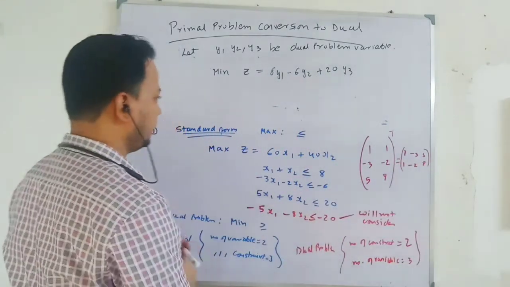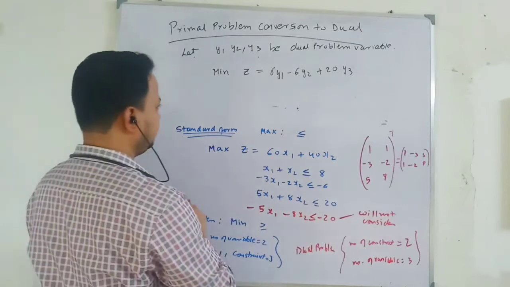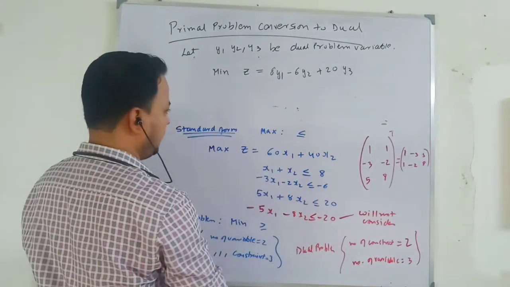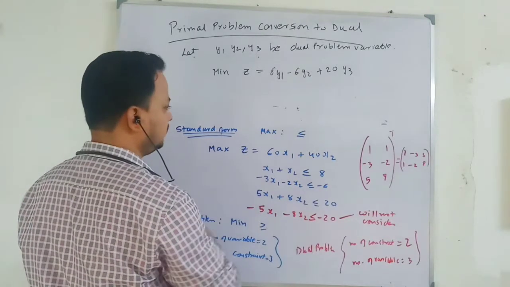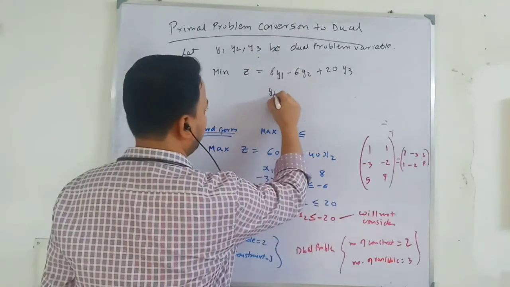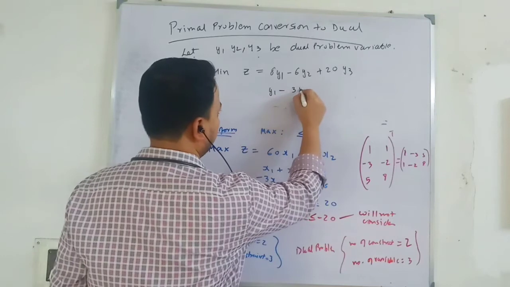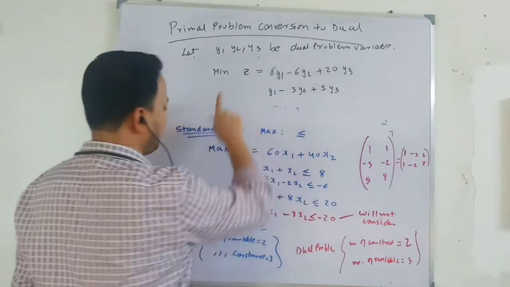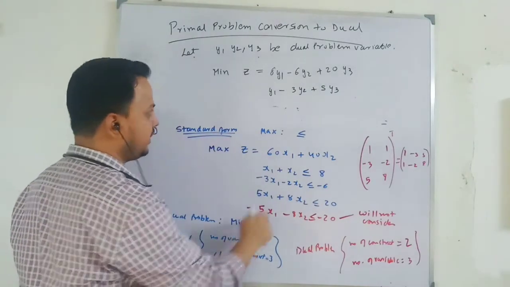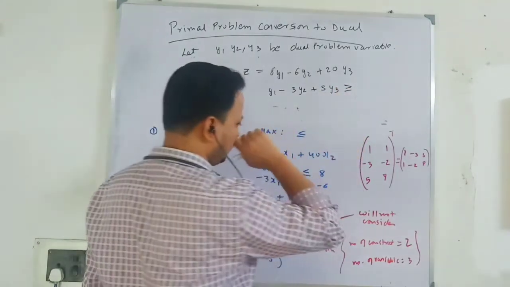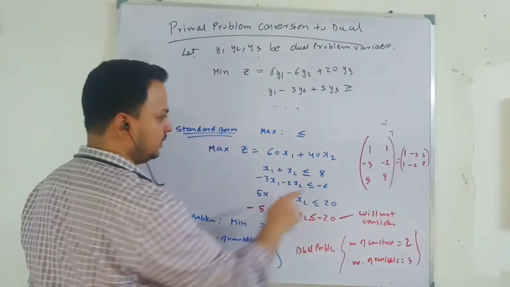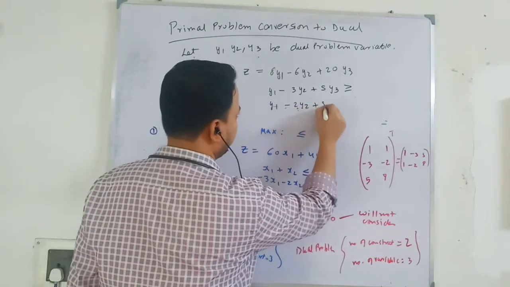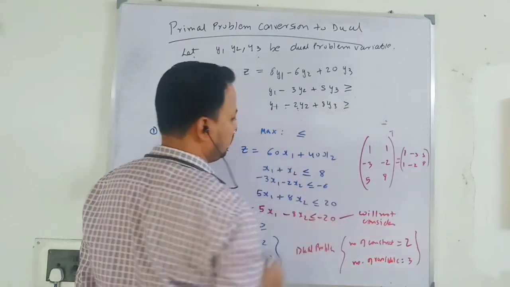1 minus 2 8. Okay. So you just write it here. Let me use black pen. I'm using black pen. So this will be y1 minus 3 y2 plus 5 y3. You have a minimization problem. In the minimization, you will be having greater than equal to sign. Second will be y1 minus 2y2 plus 8y3 greater than equal to.